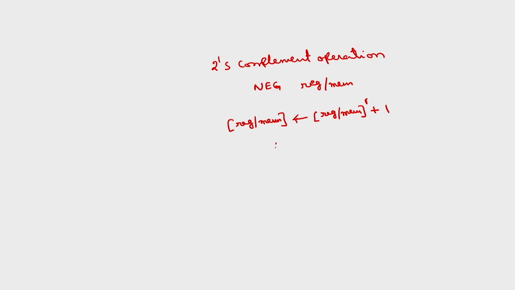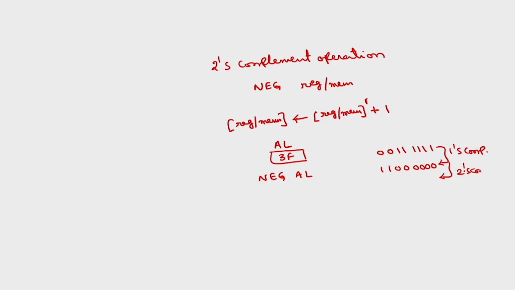So we can explain this in a similar manner. If AL contents is 3FH, and I write NEG AL, then the 2's complement of 3F: 3F is 0 0 1 1 1 1 1 1. The 1's complement will be 1 1 0 0 0 0 0 0. For the 2's complement you have to add 1. So this becomes 1 1 0 0 0 0 0 1. This is C1. So the contents of AL become C1.